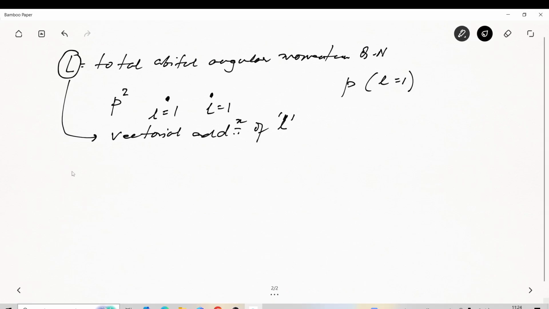And also, there is another quantum number, capital S, যেটাকে আমরা বলি total spin. So this is the total spin angular momentum quantum number.